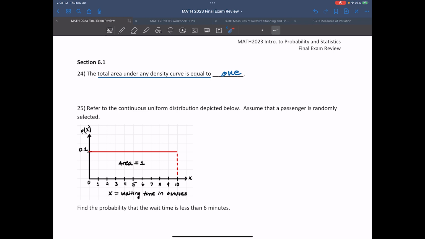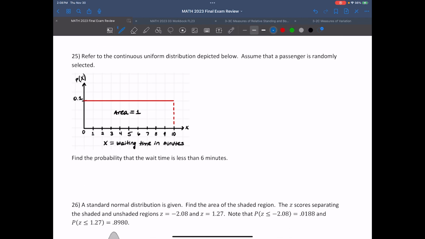Now, refer to this continuous uniform distribution depicted below and assume that a passenger is randomly selected. We want to find the probability that the wait time is less than 6 minutes. So again, there is a 0.1 probability that they wait 6 minutes, but there's also some probability that you have to consider where it's less. And that's all of this space to the left of it.